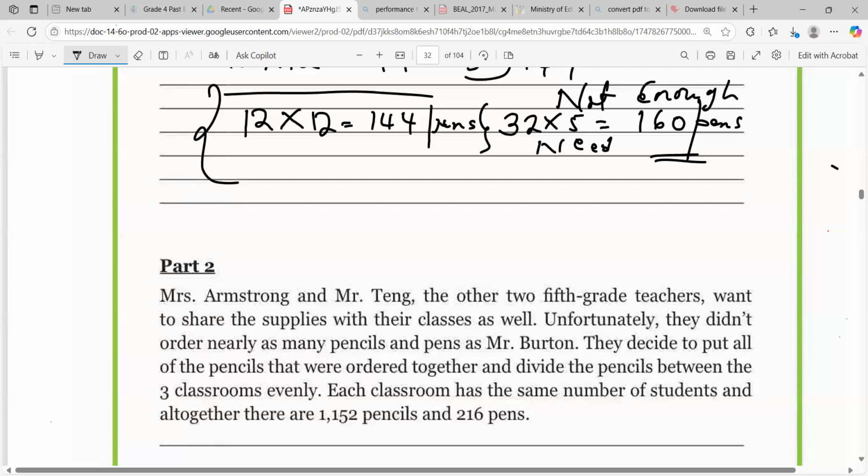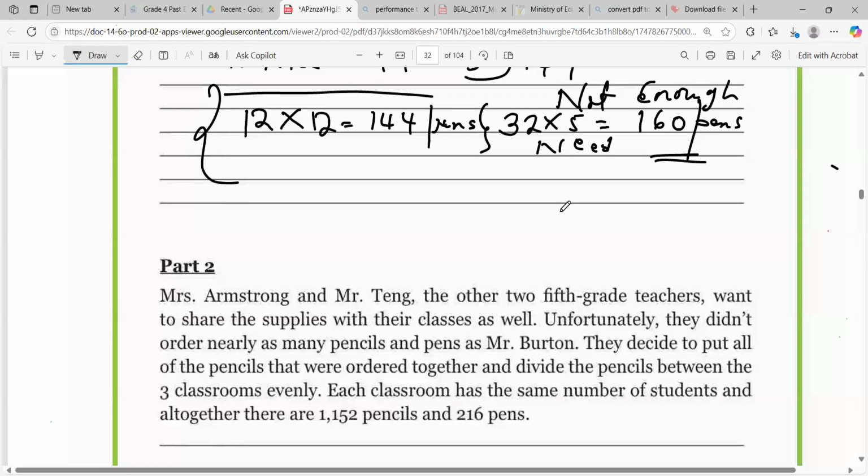All right, Mrs. Armstrong and Mr. Teng, the other 2 5th grade teachers, want to share the supplies with their classes as well. Unfortunately, they didn't order nearly as many pencils and pens as Mr. Burton. They decided to put all of the pencils that were ordered together and divide the pencils between the 3 classrooms evenly.